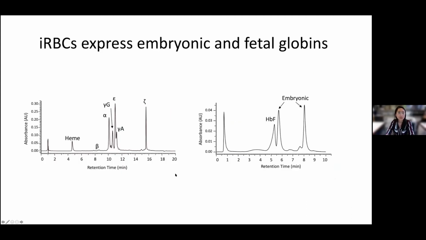These IRBCs also express a combination of embryonic and fetal globins. So this is HPLC that Malik had run for us, and you can see alpha chains and gamma chains along with epsilon and zeta. We don't see any beta. And if you look at tetramers, we end up seeing about 25% of our tetramers being hemoglobin F.